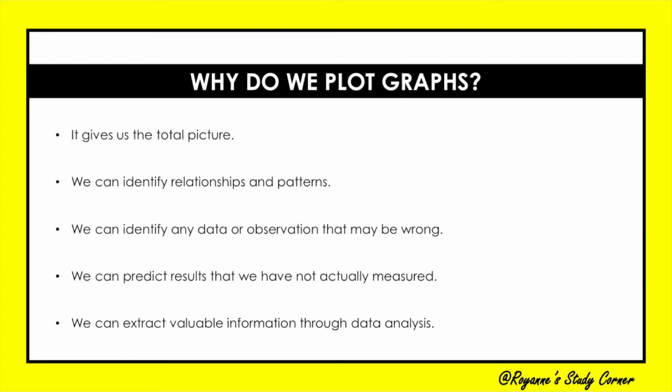We can identify any data or observation that may be wrong. So sometimes you're plotting a graph and you realize one particular point is way off. Then you know something went wrong there. There was some error during the lab, or maybe you accidentally took down the wrong value, something like that, because it just doesn't make sense for that value to be so far away from all of the other values.